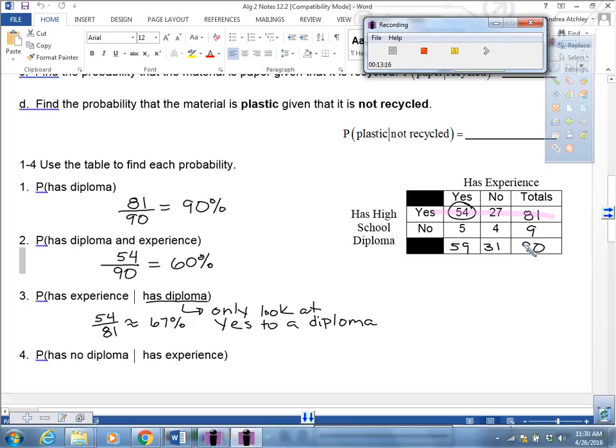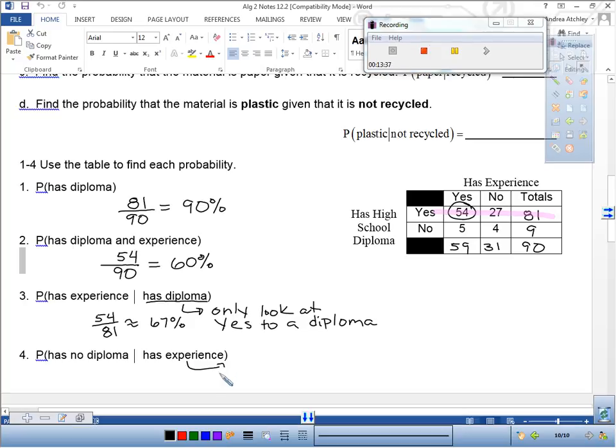Okay, Nick, what row or column am I looking at? Where are you at? For this one, has no diploma, given has experience. So which row or column am I looking at? Very good. This one, the people who answered yes to experience. That's what I'm looking at. I'm only looking at these people here. So on the bottom should be 59.